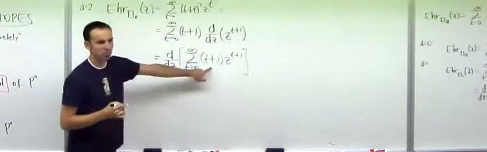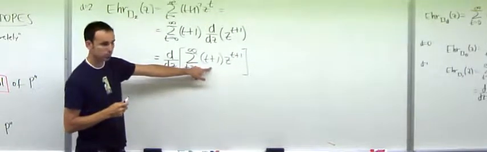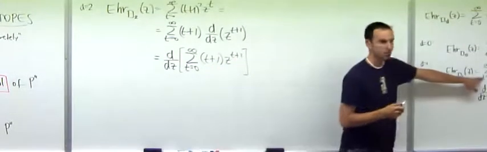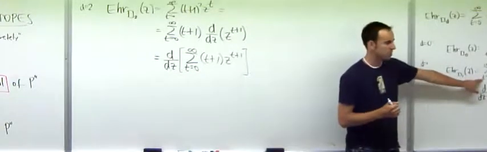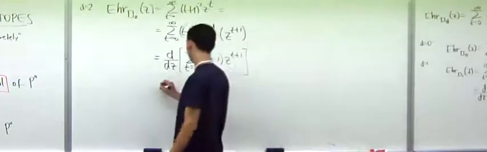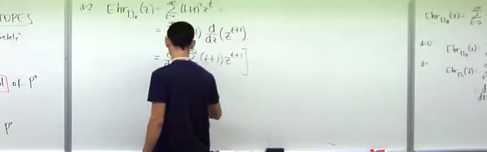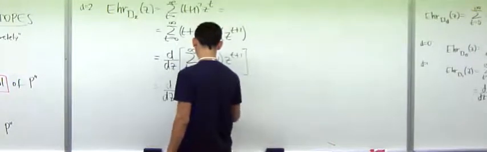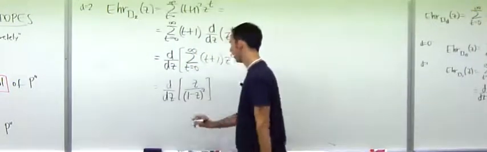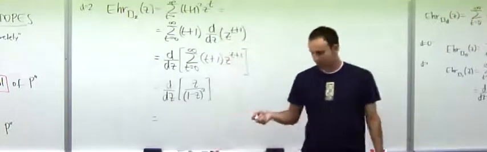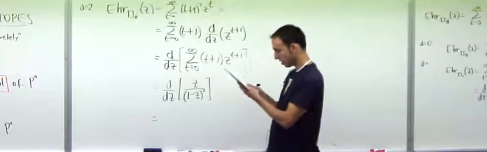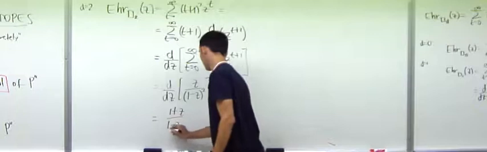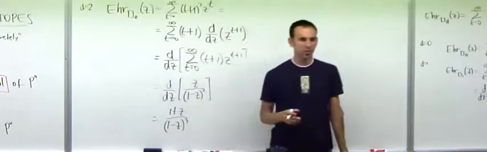And now what is this? How do I compute this? It's basically z times this one, right? It's exactly z times this one. So that's z over 1 minus z squared. Okay? And then you have to do this. You take the derivative, and what you're going to get is this: 1 plus z over 1 minus z cubed. Okay? We keep getting these nice formulas.